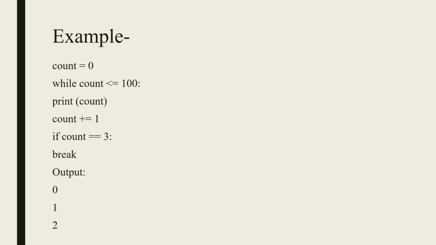Here is an example of a break statement. Here first we are initializing count equals 0 and then we are using the while loop to print numbers from 0 to 100. So actually the output should be from 0 to 100. But then we are using the if statement to say that when count is equal to 3, we have to break, that is, we have to terminate the loop. So we are getting the output as 0, 1, 2.